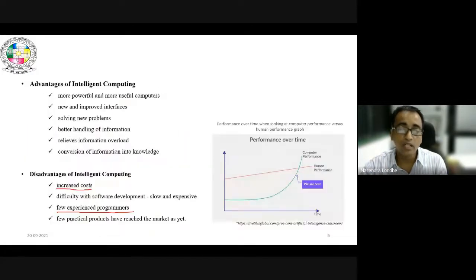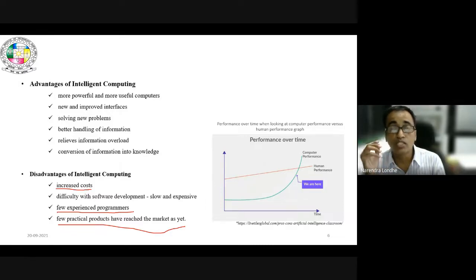Few practical products have reached the market as yet. That is the reason, because of all these disadvantages. One more thing is that even though we are working a lot in this field, there are very few intelligent computing systems available in the market, right? But yes, it is growing day by day.